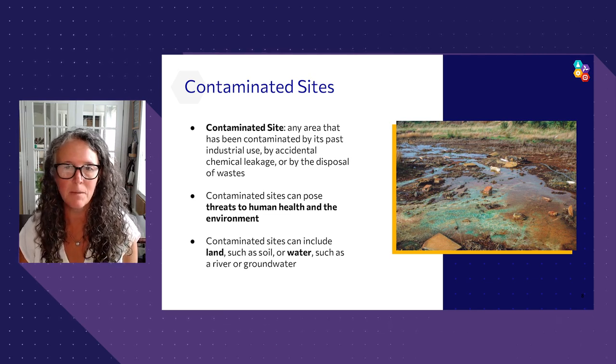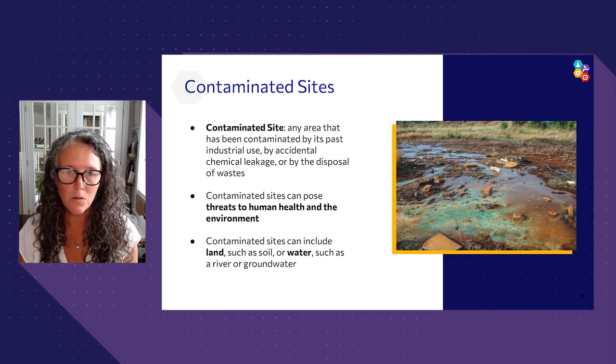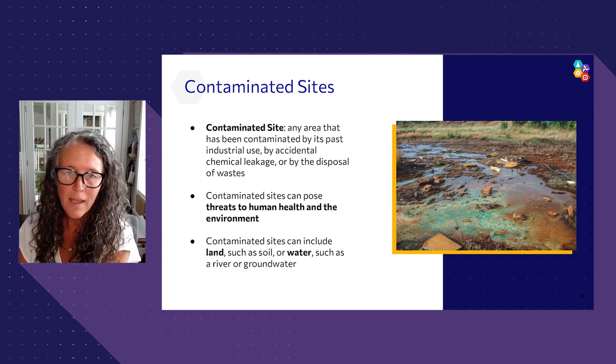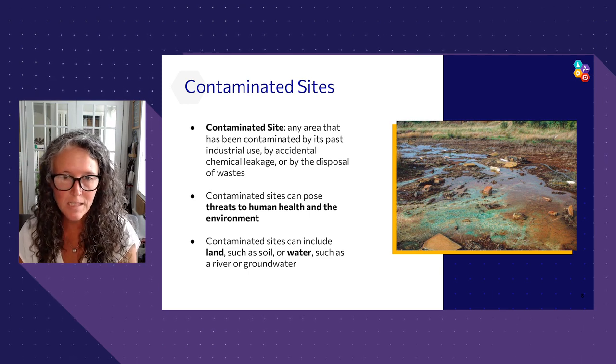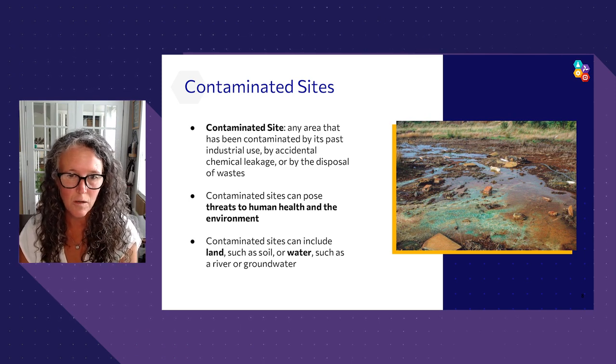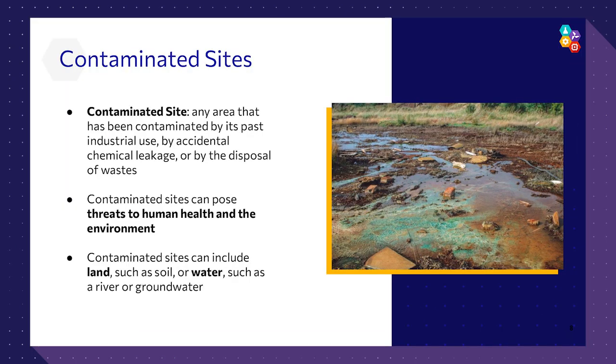These substances can be chemicals, heavy metals, or other pollutants that pose a risk to the environment and the human health. They often result from industrial activities, improper waste disposal, or sometimes accidents or natural disasters. So cleaning up these sites is the process known as remediation, and that is what we do to make the land safe again for the people and the wildlife.